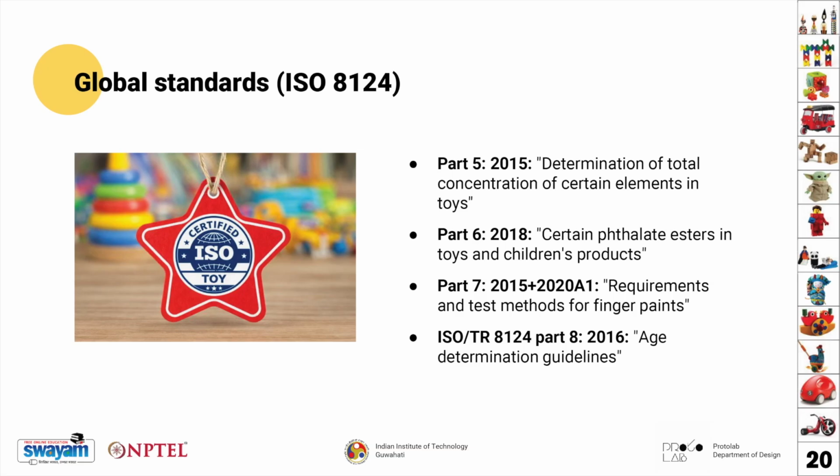ISO makes clear that these standards specifically apply to finger paints and not paints meant for the face or the body. Substances such as colorants, humectants, binding agents, and preservatives are addressed in this section, along with specific packaging and labeling requirements. And ISO Part 8, Age Determination Guidelines.